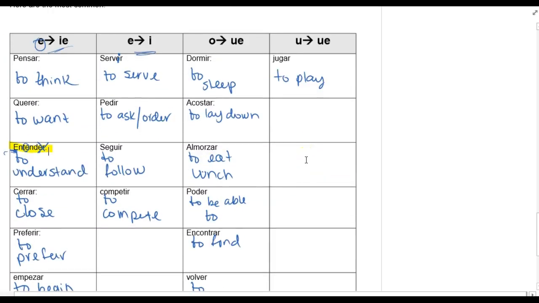Now what I want you to do is go through and complete the Conjuguemos stem changing practice. And I'll email a couple of the other sheets that you are missing. Okay?